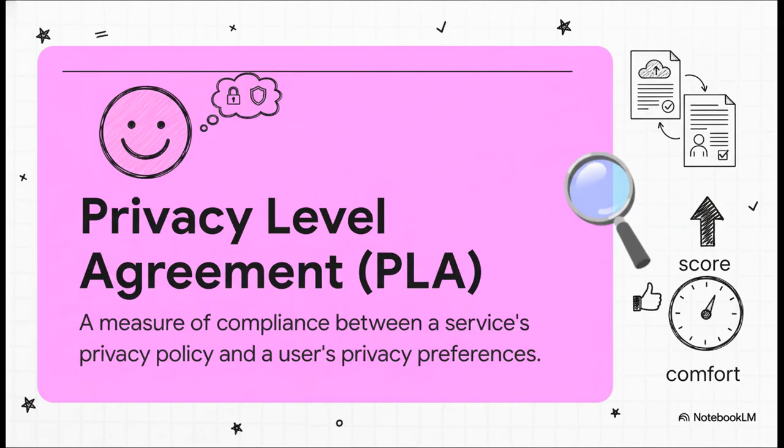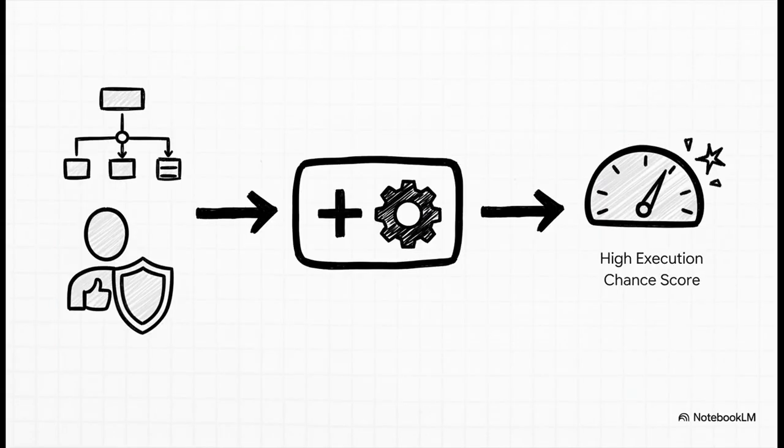The best way to think about this is as your personal privacy comfort score. The system literally reads the service provider's privacy policy, what they plan to do with your data, and compares it to the preferences you've set. A high score means you're probably going to be okay with their terms. And this is where it gets really, really cool.